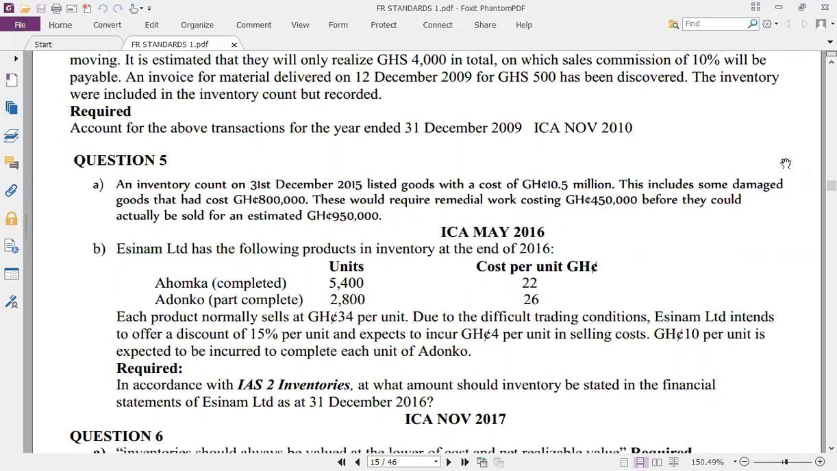So question 5B. Let's see. Start to work. That's an ICAG November 2017 past question. So try that one for me. And then you will be fine.